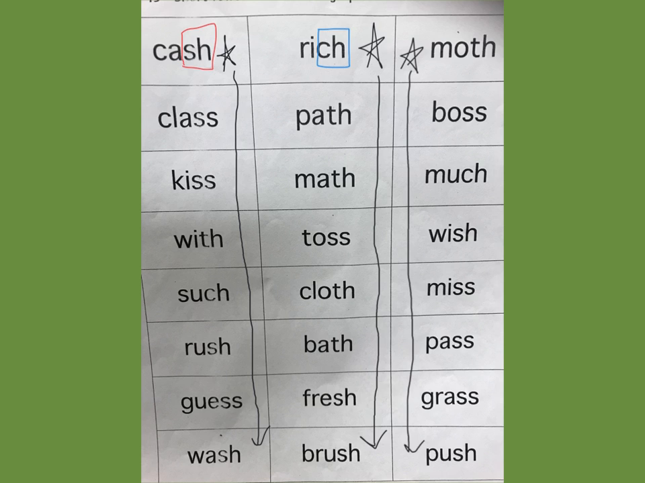Then we have moth. TH together makes the th sound or the sound. And then you have the ending SS like we talked about. Two S's together, you are just still going to hear that S sound.